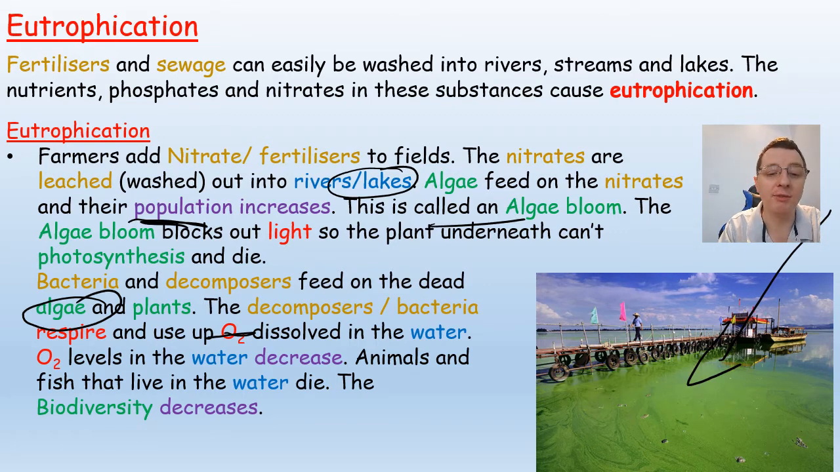Animals and fish that live in the water will also die. The bacteria will feed on those animals and fish and respire and use up even more of the oxygen that's dissolved within the water. And so over time the biodiversity of the area will decrease as the oxygen levels decrease. And you'll end up with a sterile, almost dead environment of a waterway with an algal bloom on top, but almost no oxygen dissolved within the water. And this is known as eutrophication.